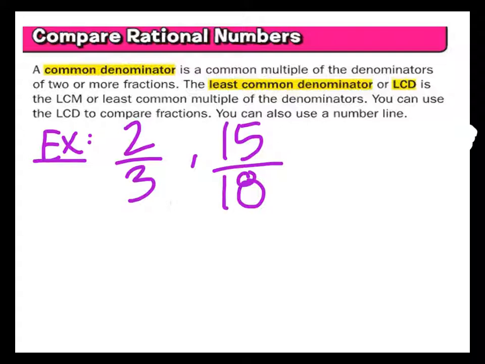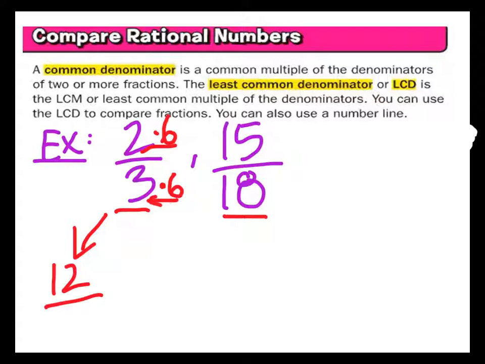So what we're going to do, now some of you have noticed this, that there's an easy way to find a common denominator with this. So you may know that 18 is a multiple of 3. So what you're going to do is take the 3 and multiply it by 6, and the 2 as well, multiply it by 6. Then we can compare. 6 times 2, 12, over 6 times 3, 18. Now our other fraction was 15 over 18, okay?